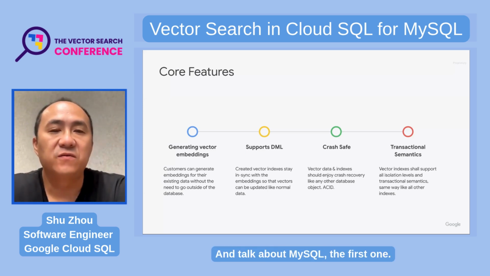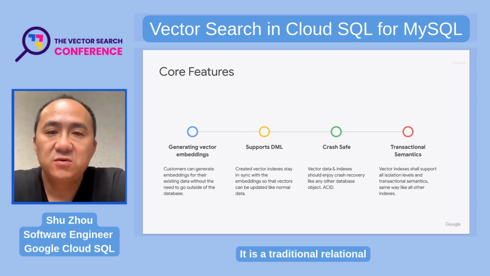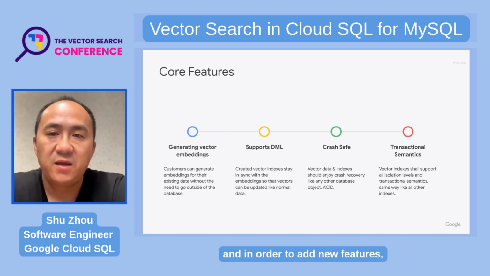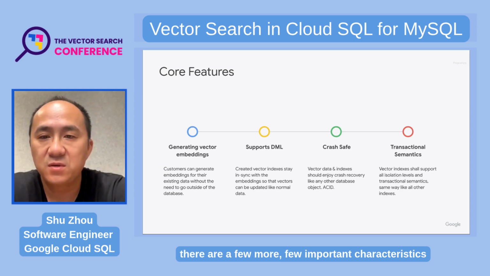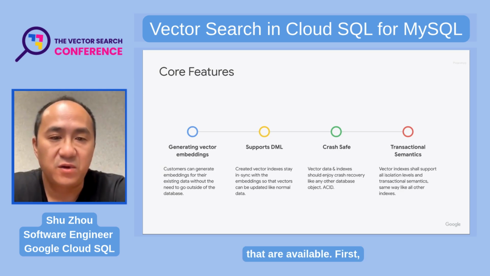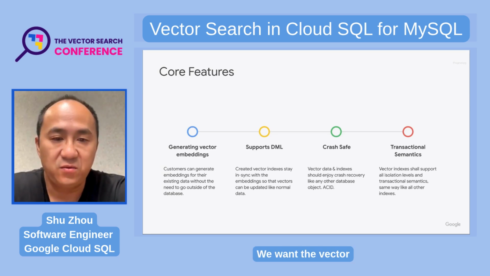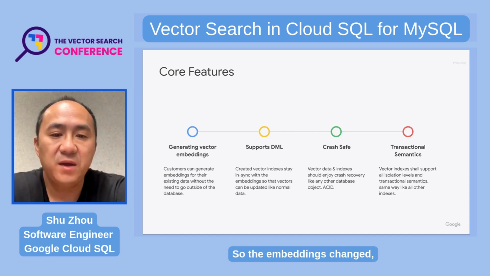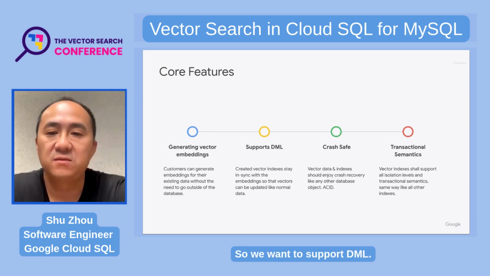And talking about MySQL, the first one. It is a traditional relational database. And in order to add new features, there are a few important characteristics that are required. First, we don't like a read-only system. We want the vector data and the vector index to stay in sync and be updatable. So if the embeddings change, the indexes should change accordingly, like any other indexes. So we want to support DML.